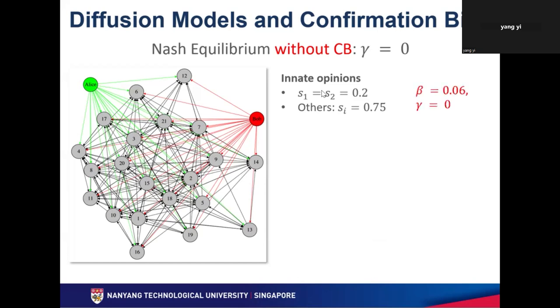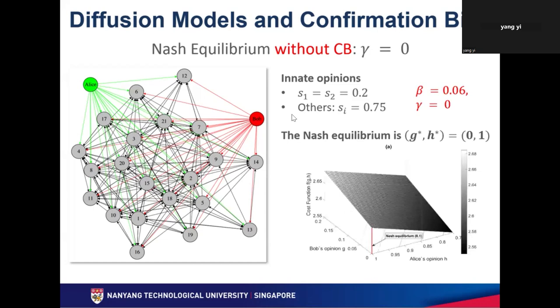And beta and gamma here are the parameters of the linear confirmation bias model, and beta is 0.06. And here is the result of the Nash equilibrium, which means the best strategy adopted by Alice and Bob is to set one's opinion to zero and the other to one. And you can see in this figure, the cost function for Alice is a maximum, and for Bob is a minimum. So they both achieve their optimization objectives.